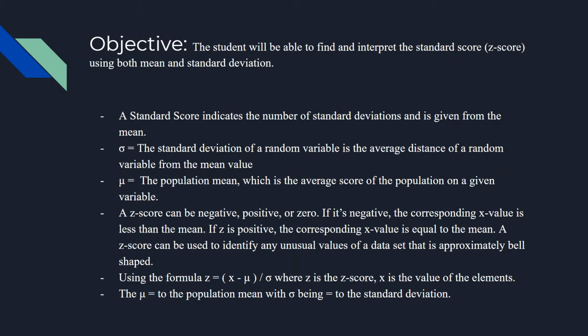A z-score can be used to identify any unusual values of a dataset that is approximately bell-shaped, using the formula z equals x minus the population mean over standard deviation, where z is the z-score, x is the value of the elements, the mean is equal to the population mean, with the standard deviation being equal to the standard deviation. I put the little symbols here so everyone knew what they meant.